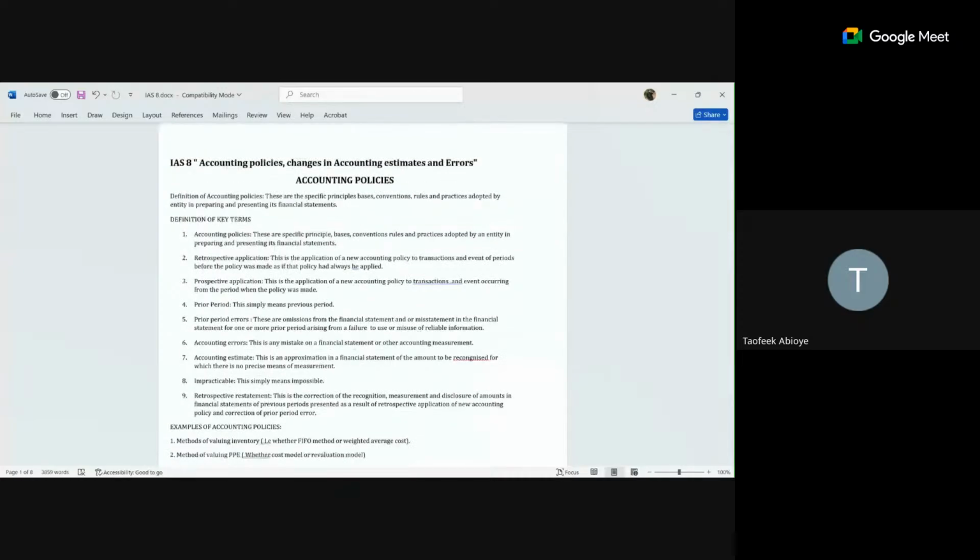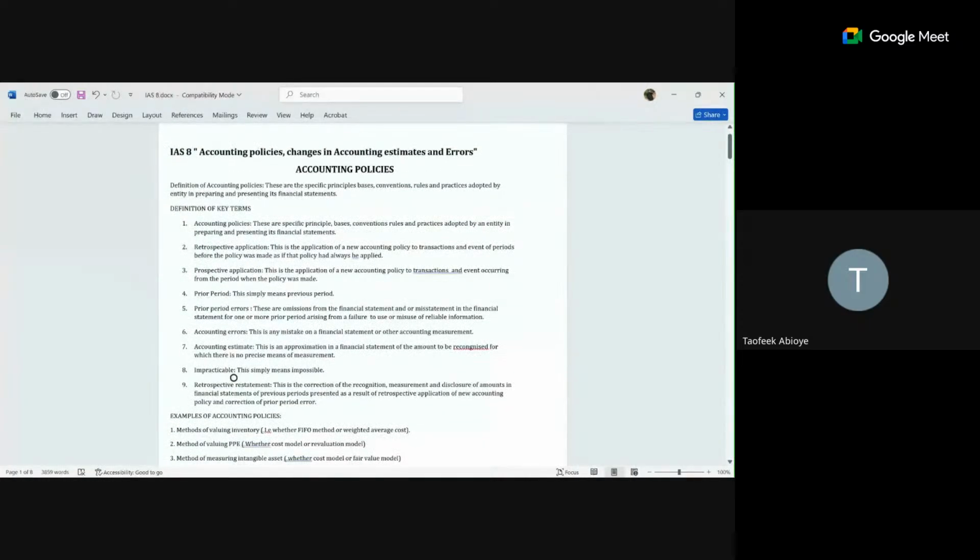This material is actually from one of my lecturers, so let's try to add one or two things to it. Let's start from the accounting policy itself. These are specific principles, conventions, rules, and practices adopted by an entity in preparing and presenting its financial statements. So when we talk about accounting policy, it is a set of principles and decisions related to accounting that an organization decided to opt for from those available options.